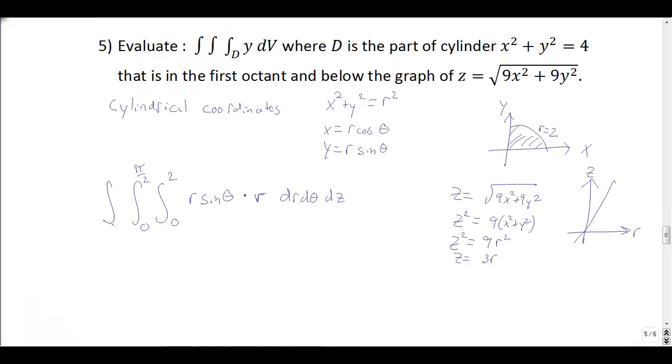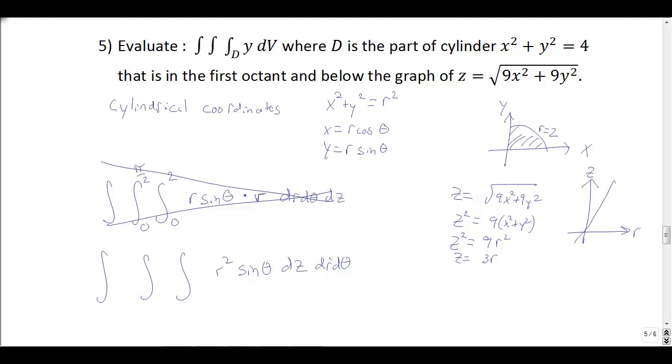So z goes from 0 to 3r, but that means we really have to have dz inside of dr for that to work here. So that's really our setup. Forget this ordering for now, do an integral. I get r sine theta times r, that's r squared sine theta. I'm just going to make sure I do dz dr d theta. The order of dr and d theta doesn't matter, I just need dz inside of dr here.